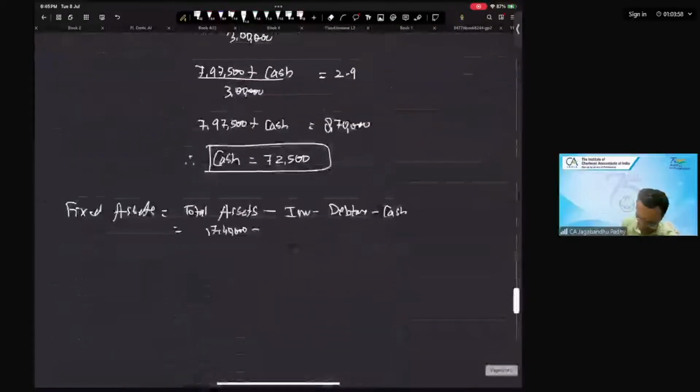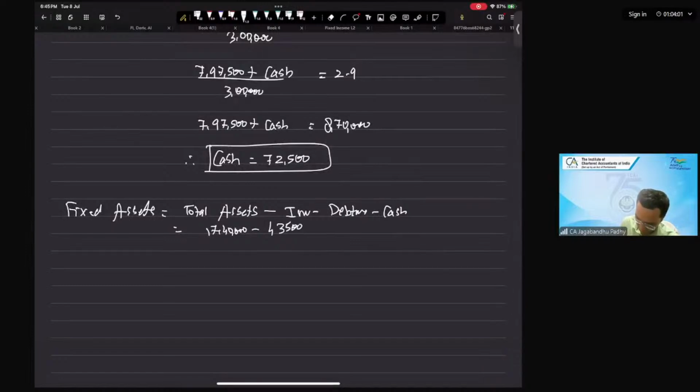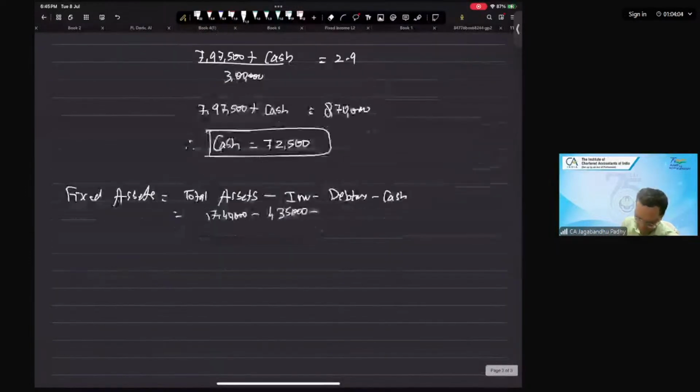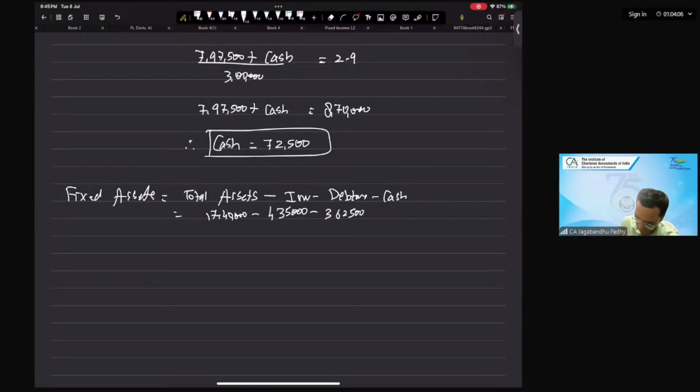Debtors is 3,62,500, minus cash is 72,500. This works out to be 17,40,000 minus 4,35,000 minus 3,62,500 minus 72,500, which is 8,70,000. So this is what we got, all the remaining balance sheet values.